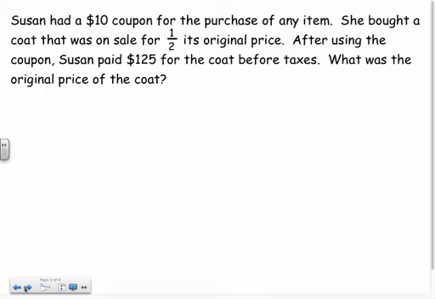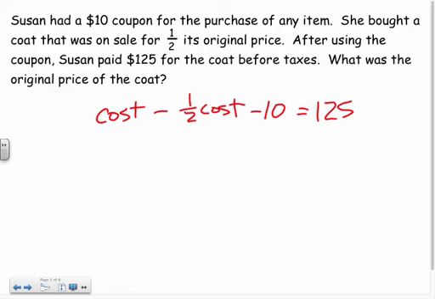So this is what I don't know, the original price of the coat. Well, if I think about it, the original cost, I'm just going to call that cost, okay? What happened was you had half off, so you subtracted half of that cost, didn't you? And then you took another $10 off because of that coupon, and you finished with a total price of $125. Well, let's assign a variable for cost now. Let's just call cost C. So I could say C minus 1/2 of C, right? 1/2 times C. That gives me half of a number. Minus 10 equals 125.